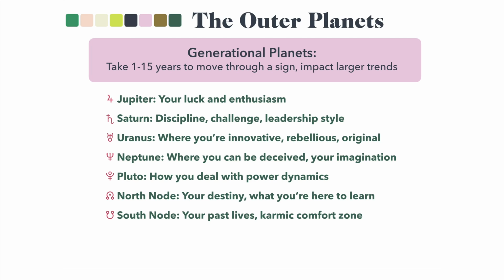The north node and the south node are the destiny points in the chart. Not all charts show the south node, but they're always in opposite zodiac signs and opposite houses. So the north node shows what you're here to learn. It's your karmic destiny, like your learning curve. And the south node shows what you already came in having mastered. It shows your past lives. We'll get into that more in the course. But these are really fascinating.